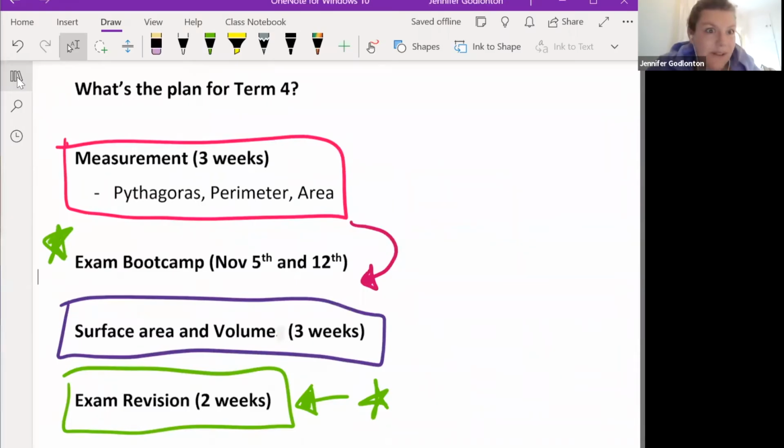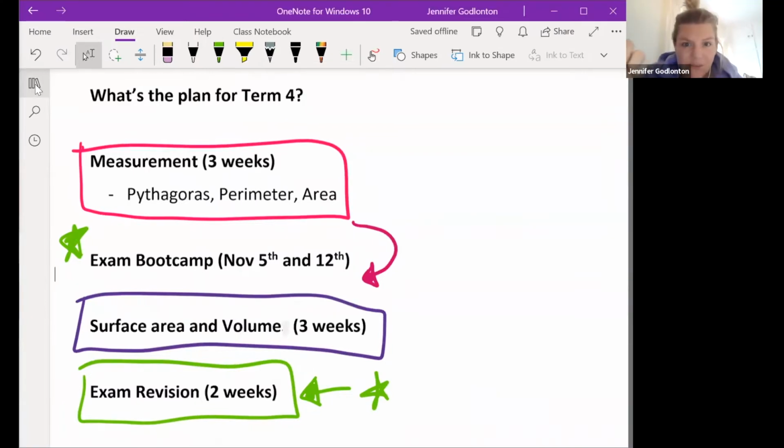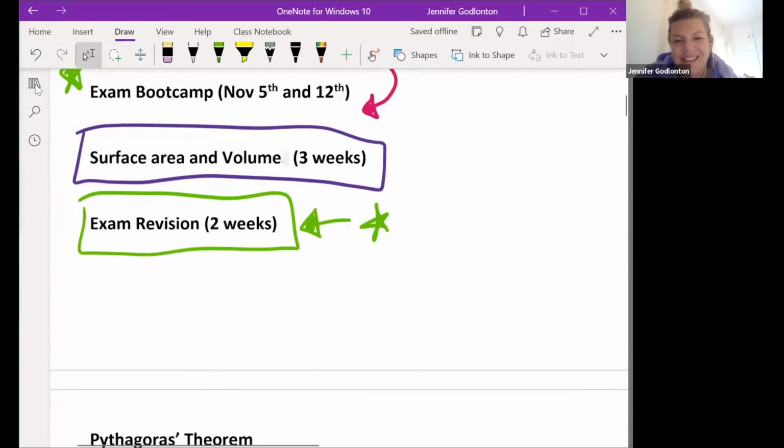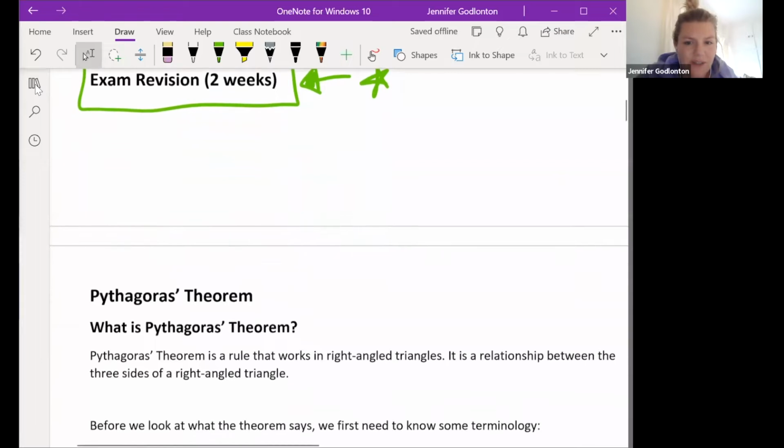Let's jump into what we're going to start today. So today we're going to look at measurement, and we're just going to sort of slowly get into it by looking at the theorem of Pythagoras. I know quite a few of you will have actually done Pythagoras in class already, so don't stress. For those of you who haven't, I'm going to explain it, and we're going to go through some questions together.